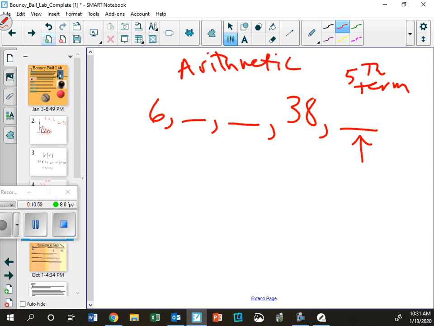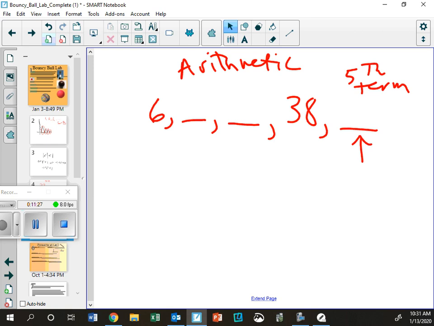Now, if you used guess and check, I would not give you credit. You have to show me algebraically how you can find this. So do not try to go, oh, I think you can add 18. Don't do that. You've got to be able to show me algebraically.